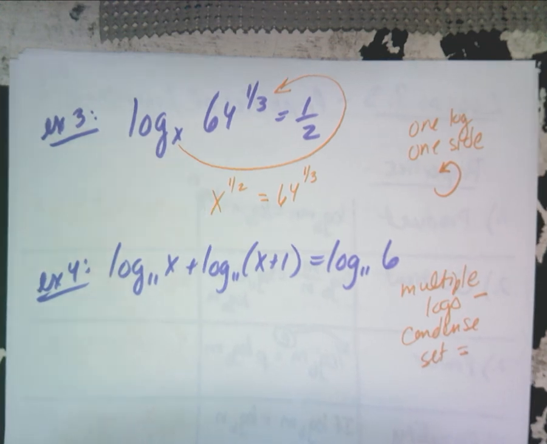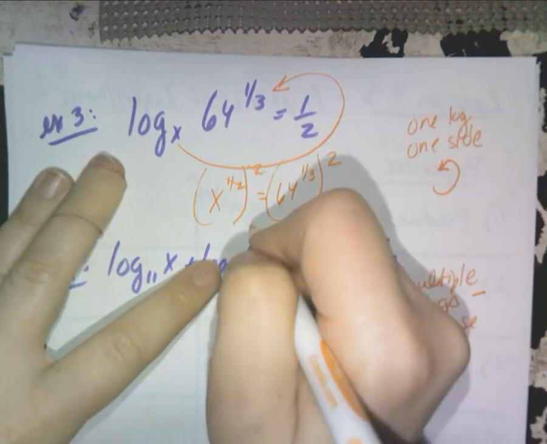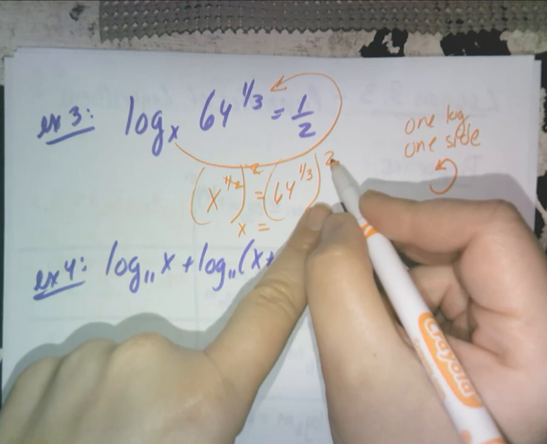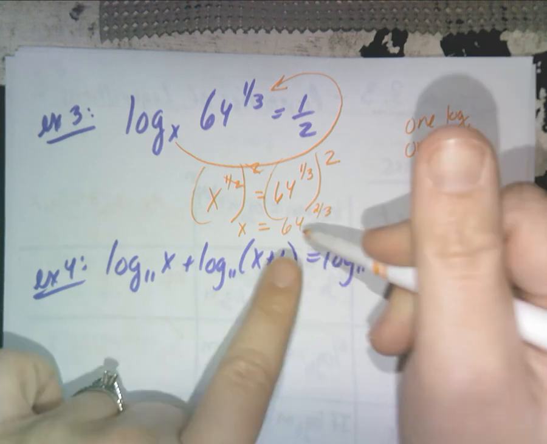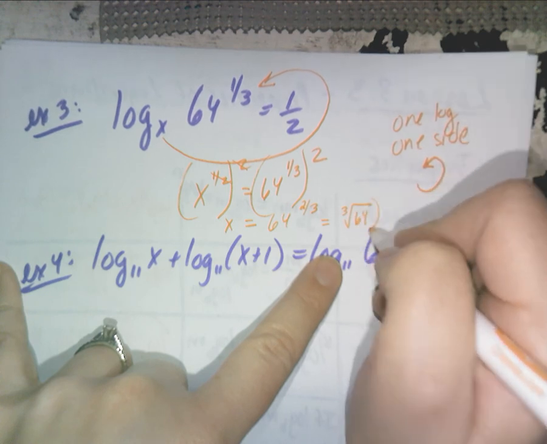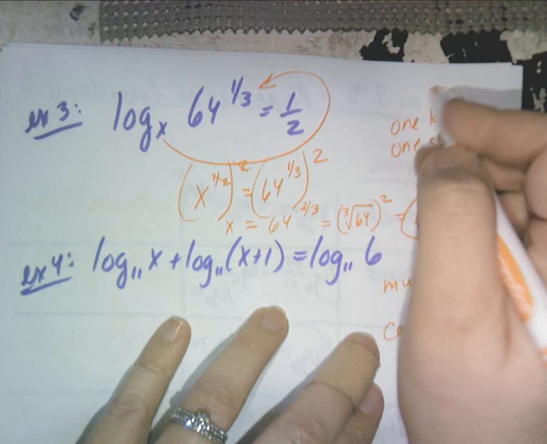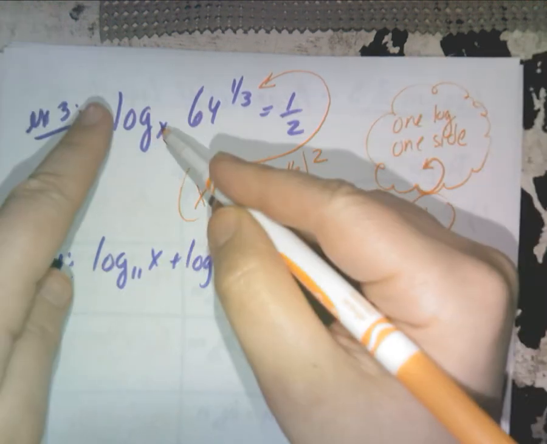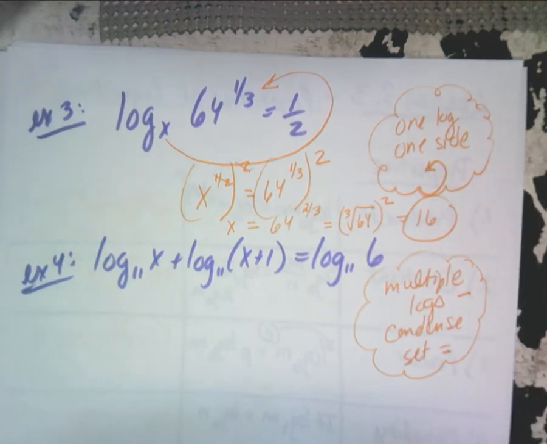We're solving for x. How do I undo a 1/2? Square it. So this would cancel and you're left with x equals, anytime you have a power to a power, you multiply. So this would be 64 to the 2/3. 1/3 times 2 is 2/3. So now what am I asking you to do? I'm asking you to take the cube root of 64 and then square it. What's the cube root of 64? You should know that one. We just did it. 4, and then 4 squared is 16. That's the answer. So the big idea here is one log, do the loop. But multiple logs, condense and set equal.